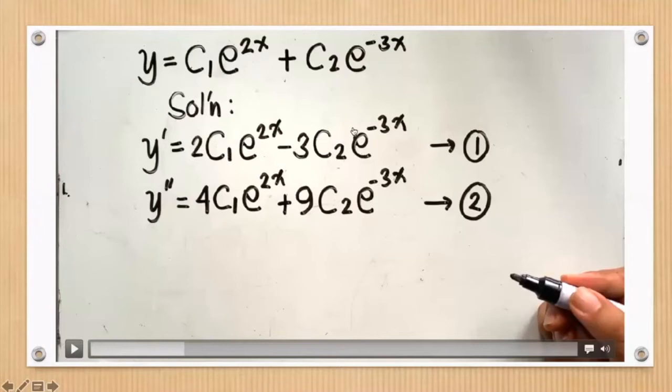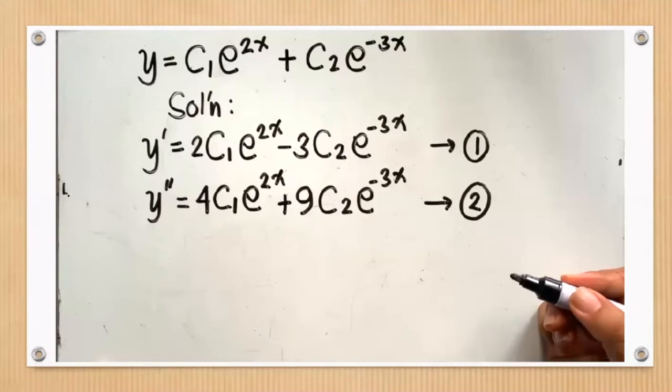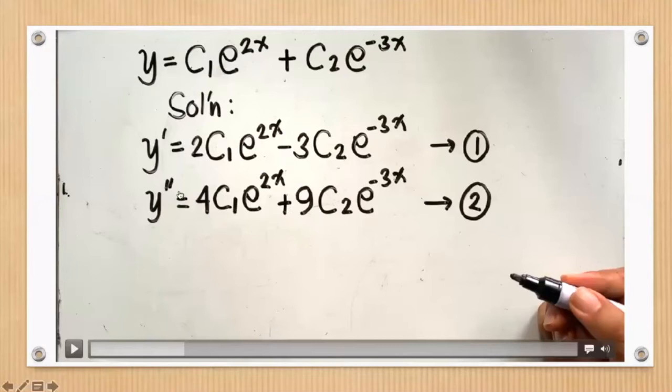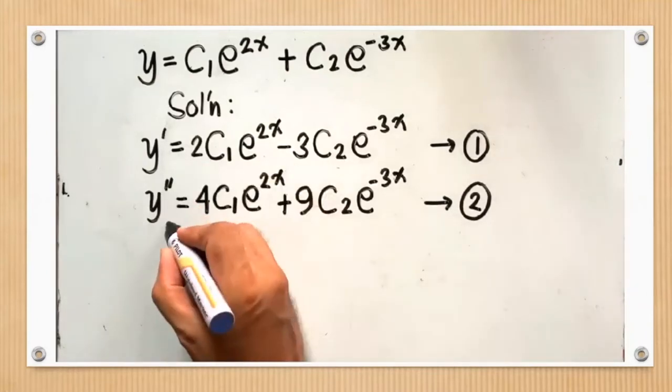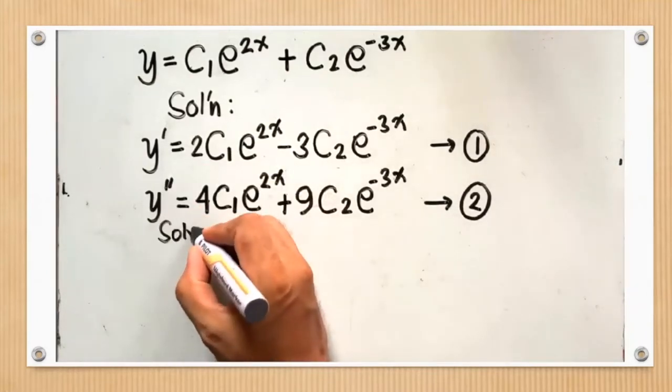You can multiply the entire equation 1 by positive 3 so that they become the same. You can see that there are similar terms, thus solving for C sub 1. Now let's do this. We solve first for C sub 1 and eliminate C sub 2. Okay, step by step lang.